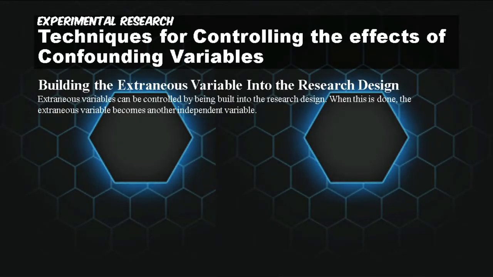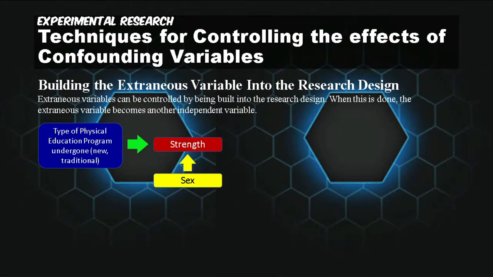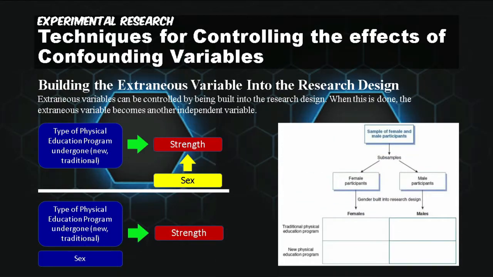Another technique, we build the extraneous variable into our research design, meaning if that's our original paradigm, so sex is our extraneous variable, you integrate it into your research design and it becomes one of the independent variables. Just to illustrate what we mean by integrating it in our research design with this example. So for female participants, they were randomly assigned to the two programs. It was done the same for the group of male participants.